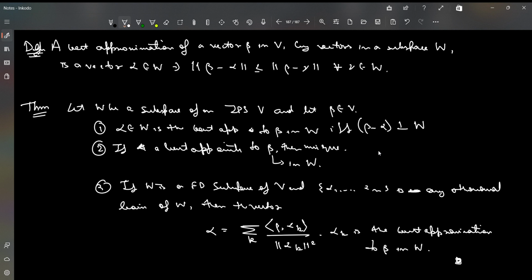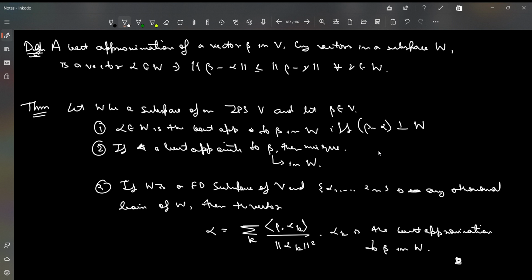Okay, so let this lecture be up to this much. In the next lecture, we will be completing this part where we discuss the best approximation concepts, and in the next to next lecture we will be starting with multiple concepts I have in mind on which I want to make lectures.